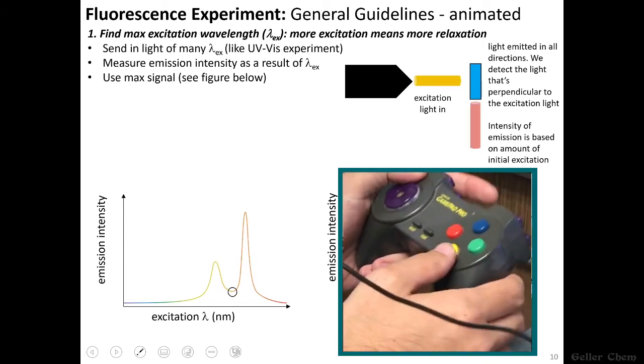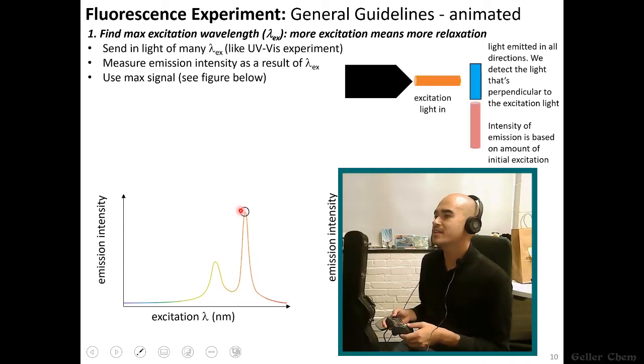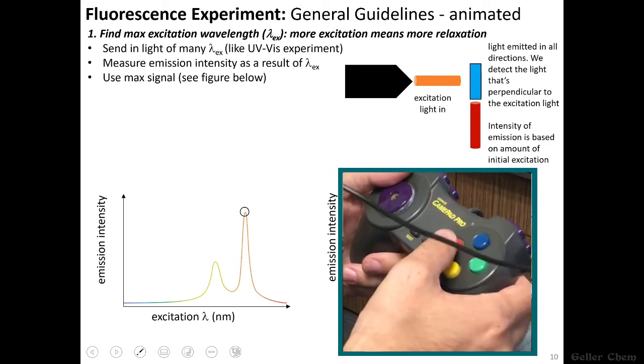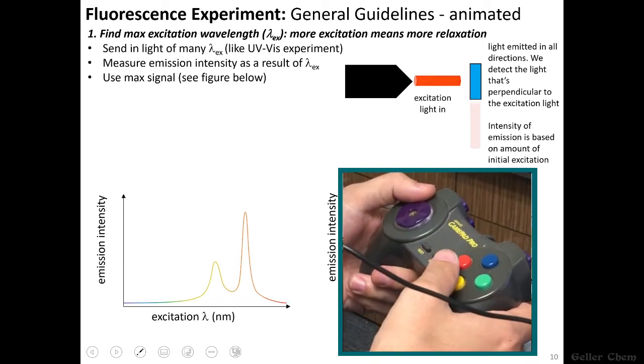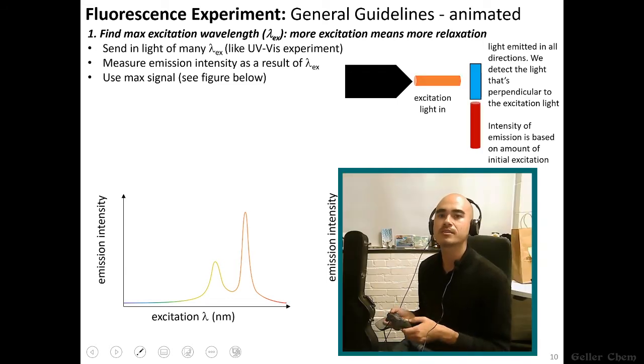Orange. And this produces an even greater emission intensity. So clearly this particular wavelength is absorbed more frequently than the previous one, and thus causing greater fluorescence. Now let's go to red light, and we see that this light is not being absorbed well and produces pretty much no emission. And so clearly the best light to send in to get a strong fluorescent signal is the orange light.